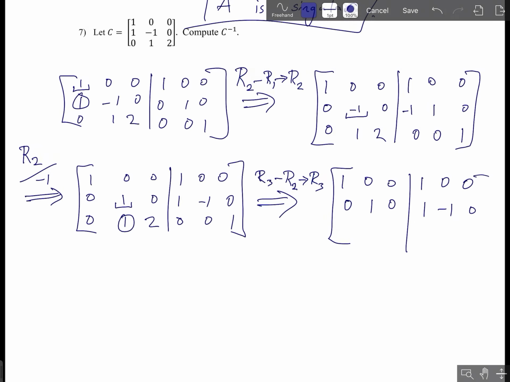But this last row is changing. I'm taking the bottom row and subtracting what's above it. So I should get a 0, a 0, a 2, and then a negative 1, a positive 1, and a 1.